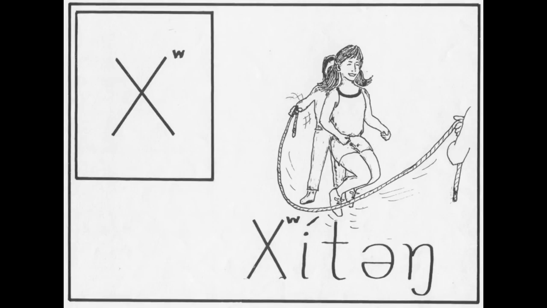The X with the raised W is a sound that sounds like the beginning of the English word which. It's in the Klallam word to jump.